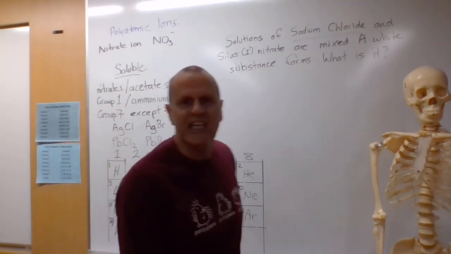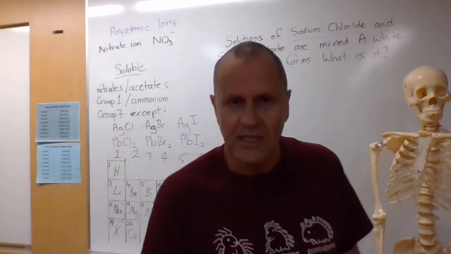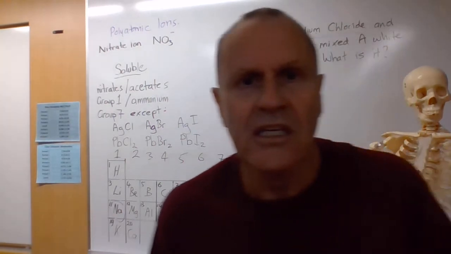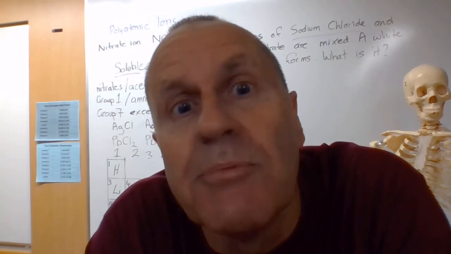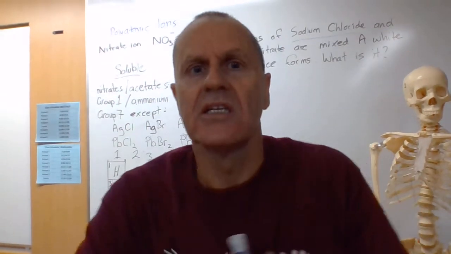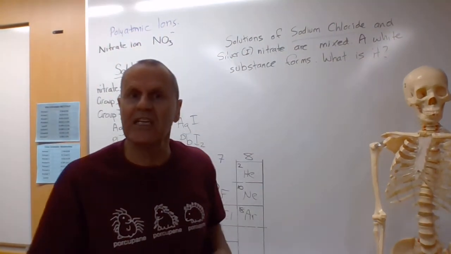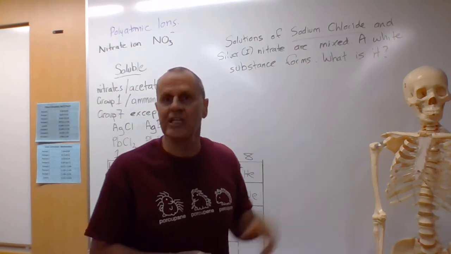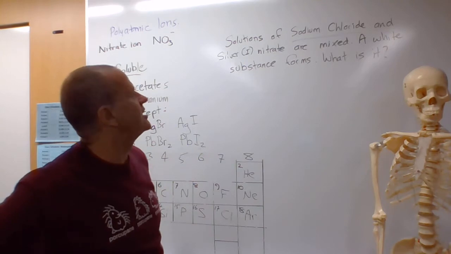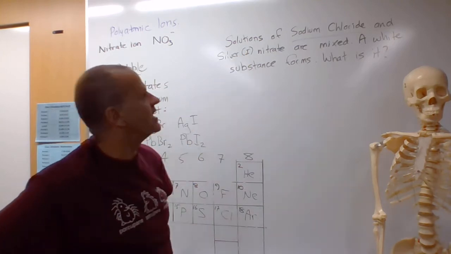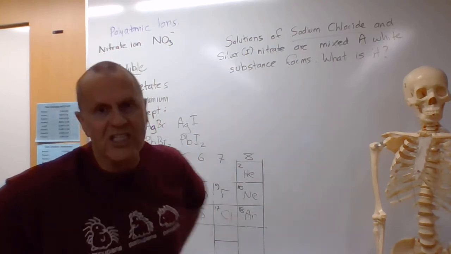So it's reached my ears that some of you are having difficulty with balancing equations and working out whether things are soluble or not. So let's help you through that with this little video of addressing a question. And here's the question. Solutions of sodium chloride and silver 1 nitrate are mixed. A white substance forms. What is it?